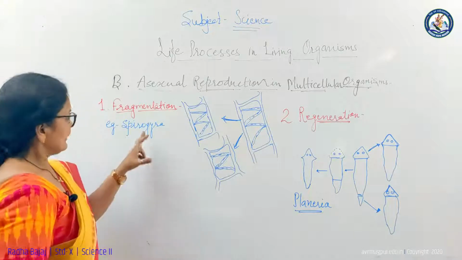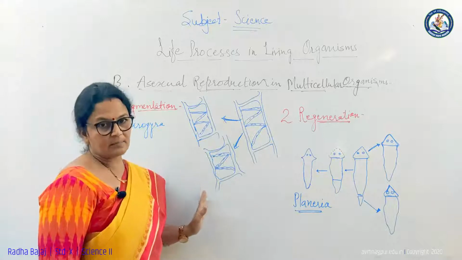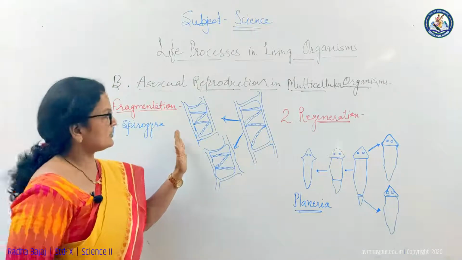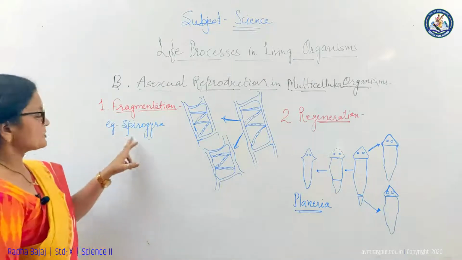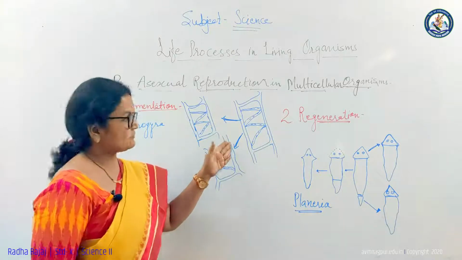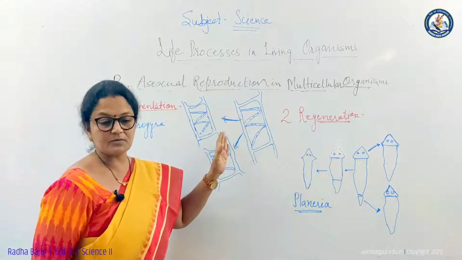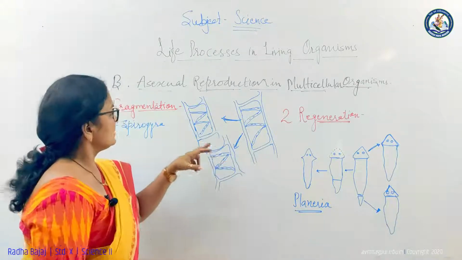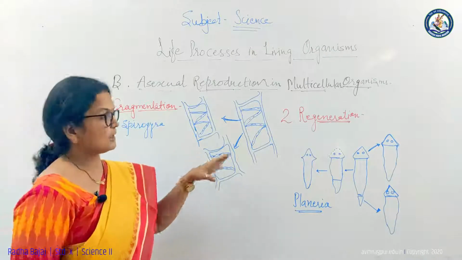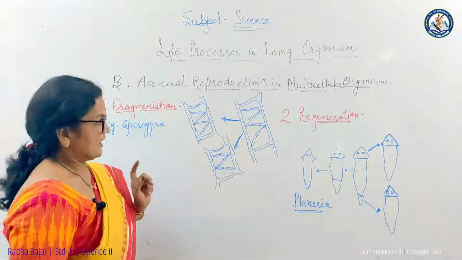Fragmentation: a parent organism breaks up into many fragments, and each fragment lives as an independent organism. Example, Spirogyra. When there is plenty of water and nutrition, the parent Spirogyra develops very fast, and then it breaks into many fragments, and each fragment develops into a new organism. This process is called fragmentation.